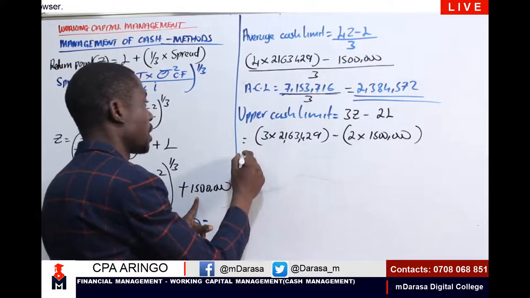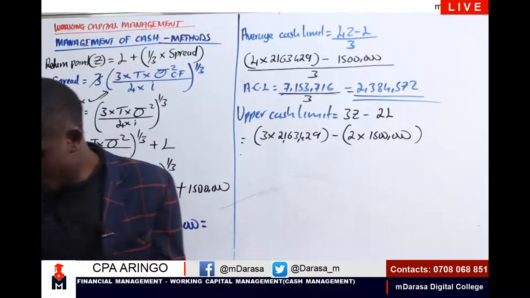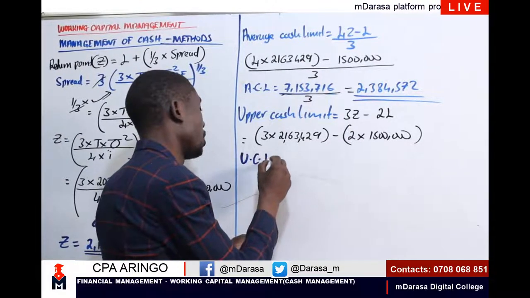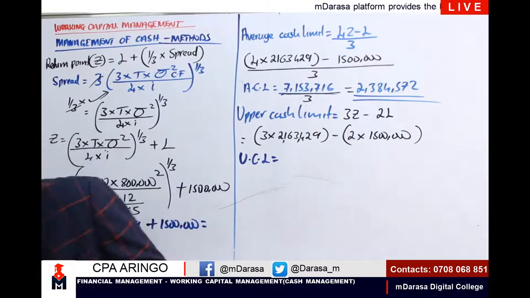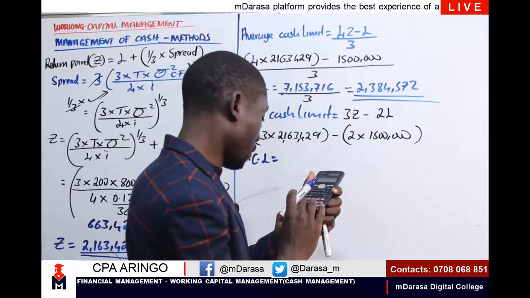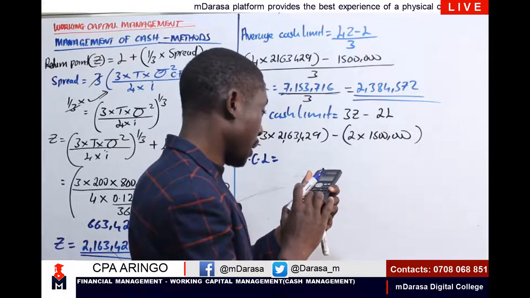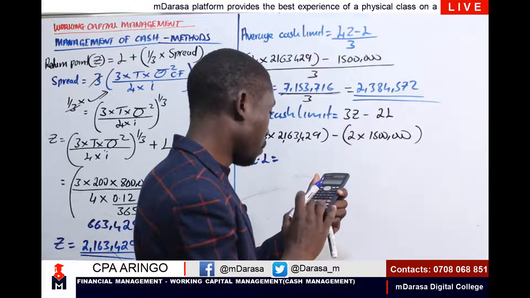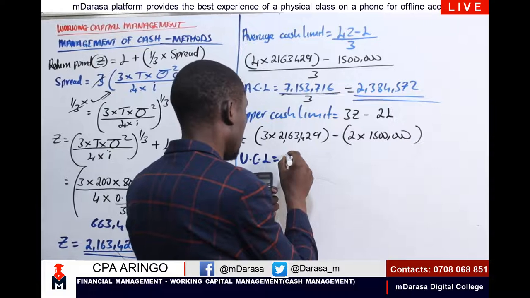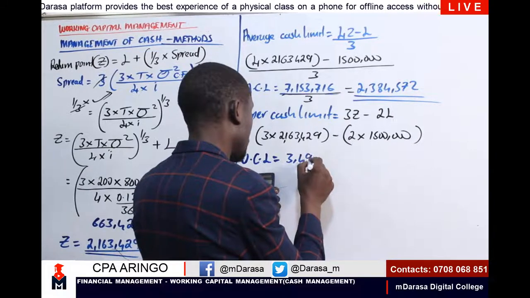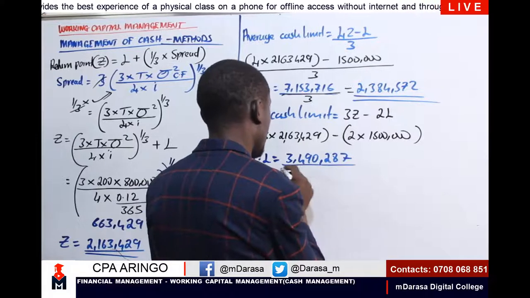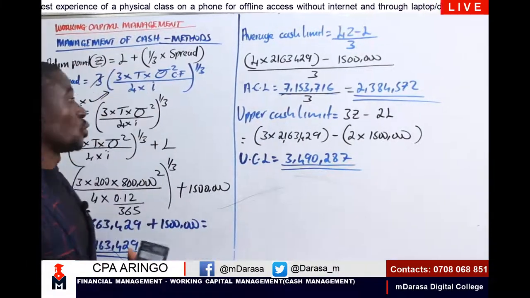So therefore, you can agree and say that my upper cash limit, where is my blue pen? My upper cash limit, therefore, we should be having upper cash limit or balance. I'm going to talk of, of course, 3 times 21, 63, 429, minus 2 by 1.5. We should be talking of how much? I should be talking of 3 million 487. So that is what we should be having.